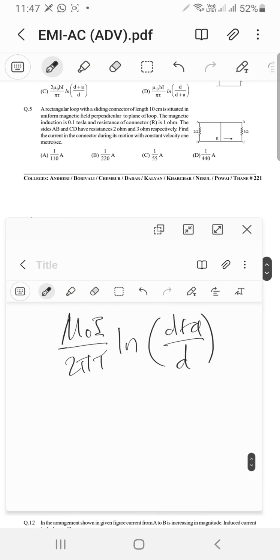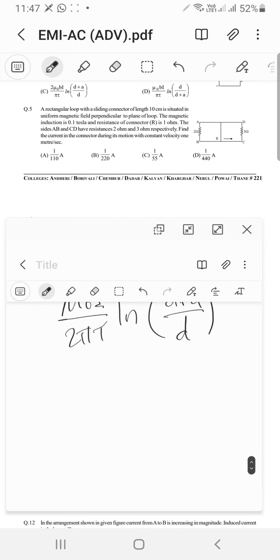A rectangular loop with sliding connector of length 10 centimeter is situated in uniform magnetic field perpendicular to plane of loop. The magnetic induction is 0.1 Tesla, and the resistance of the connector is 1 ohm. The sides AB and CD have resistance 2 and 3. Find the current in the connector during its motion with constant velocity. Oh, constant velocity. Well, that's nice.